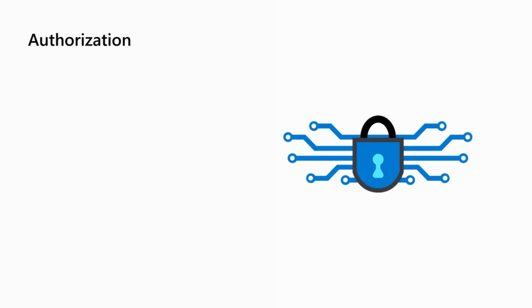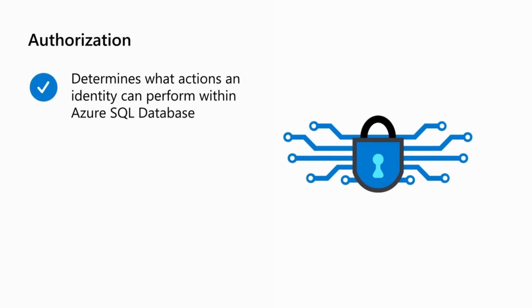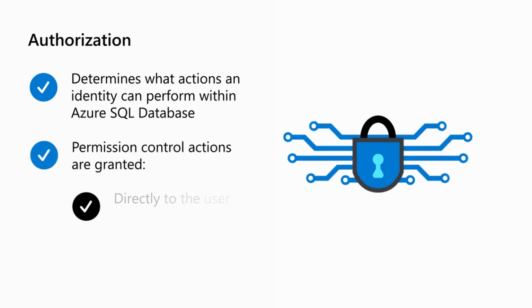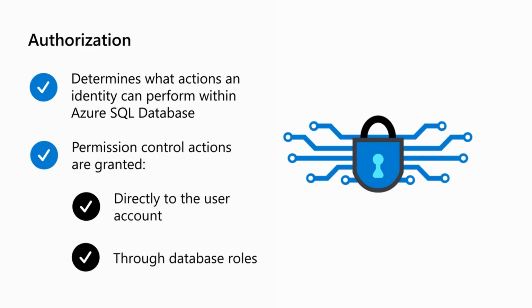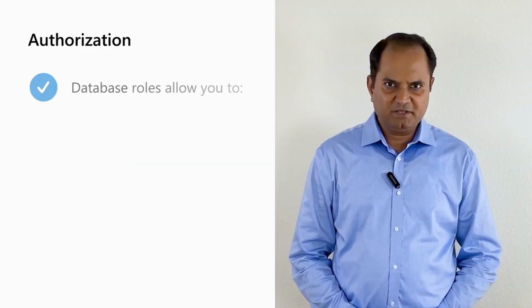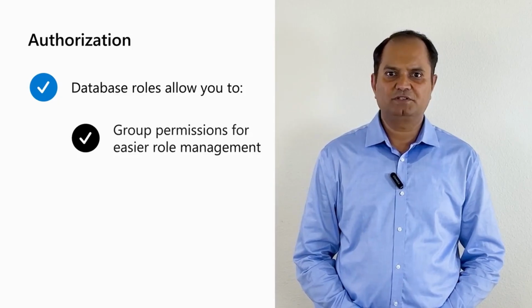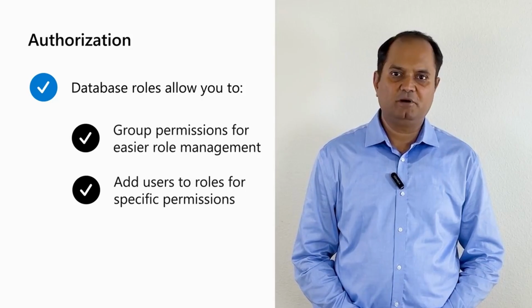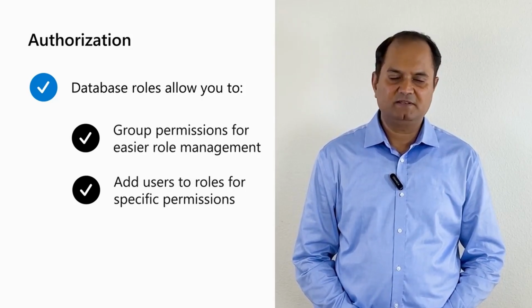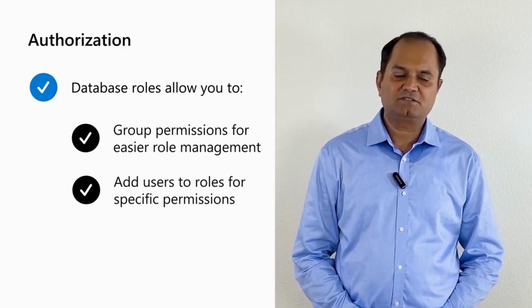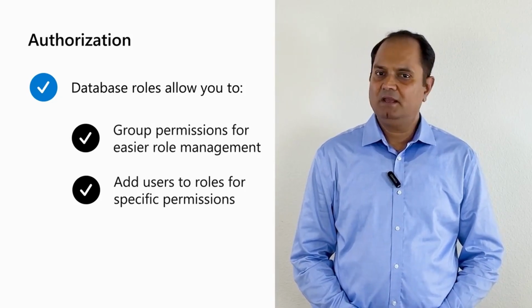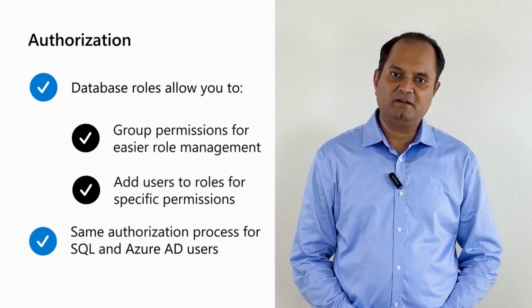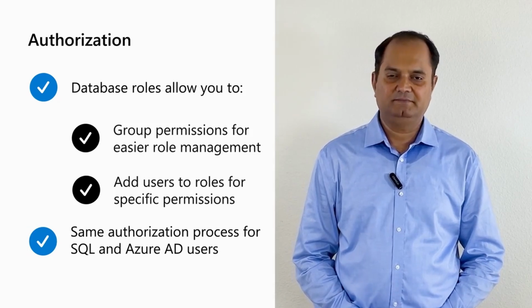Authorization is the next step after authentication. It determines what actions an identity can perform within an Azure SQL database. Authorization is controlled by permissions granted directly to the user account or database role memberships. Database roles are a convenient way to group permissions for easier management. Users are added to roles to receive specific permissions, such as signing into the database, reading a table, or modifying the structure of a database. Both SQL and Azure AD users are granted authorization using the same process.